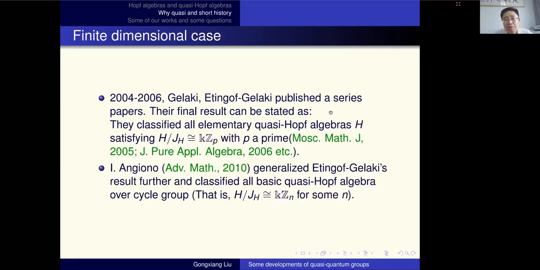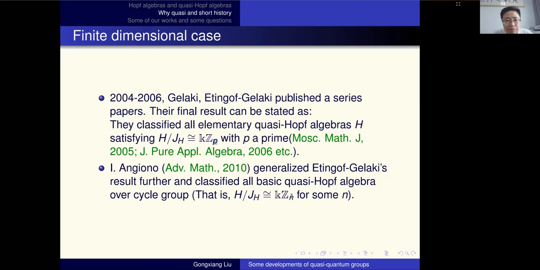And even Angiono generalized this result of Etingof and Gelaki further. Finally, he classified, basically the same thing, quasi-Hopf algebras over a cyclic group. Over a cyclic group means H modulo its radical is a cyclic group. So compared with Etingof and Gelaki's result, he generalized the p to a general n. Okay.